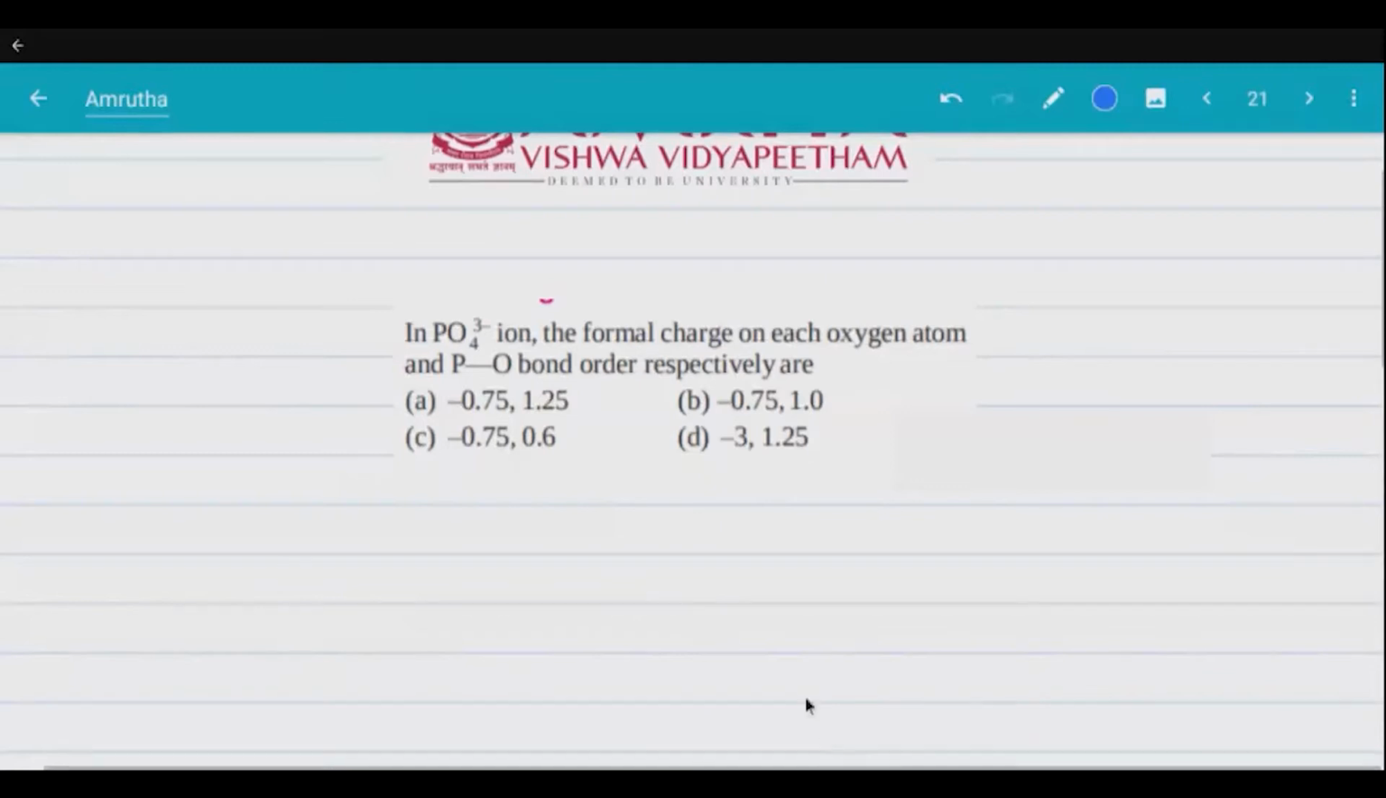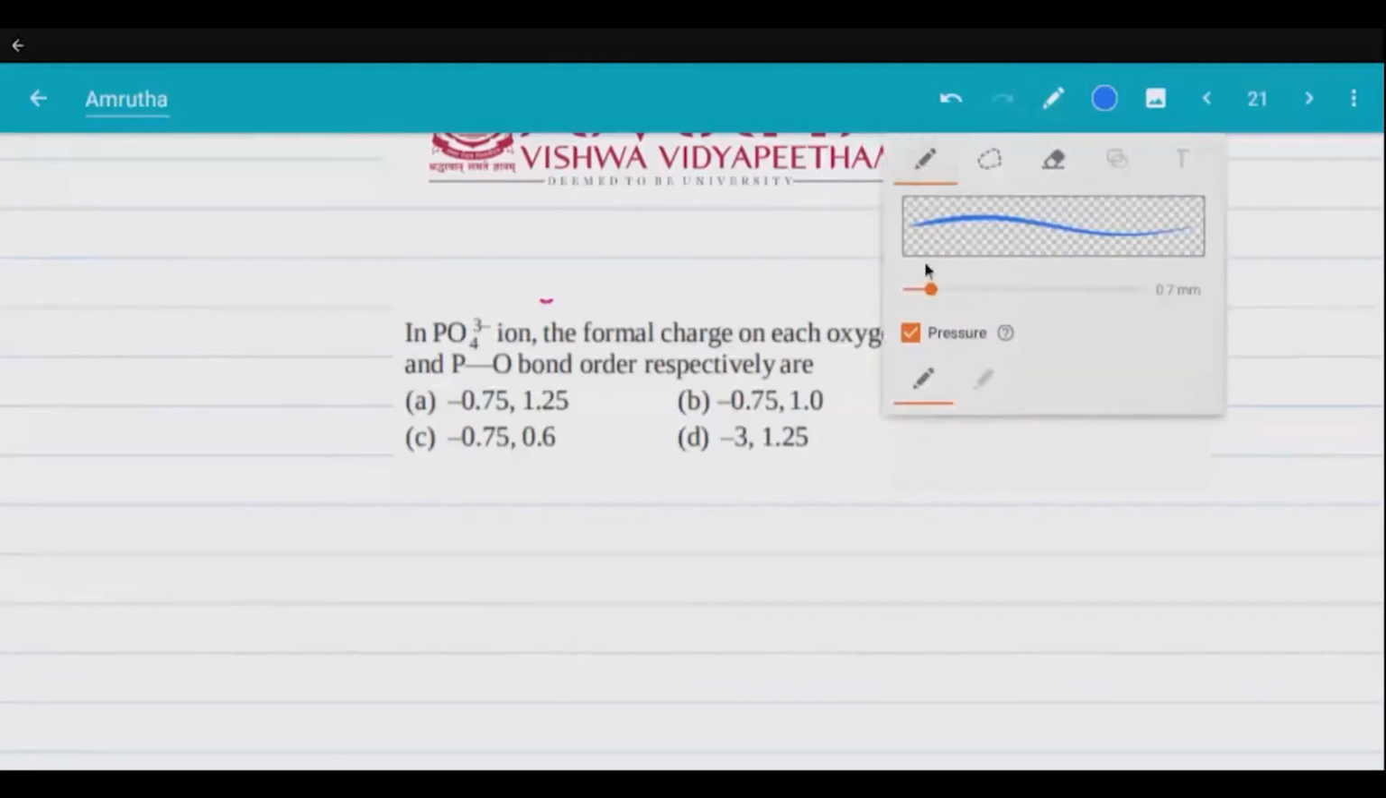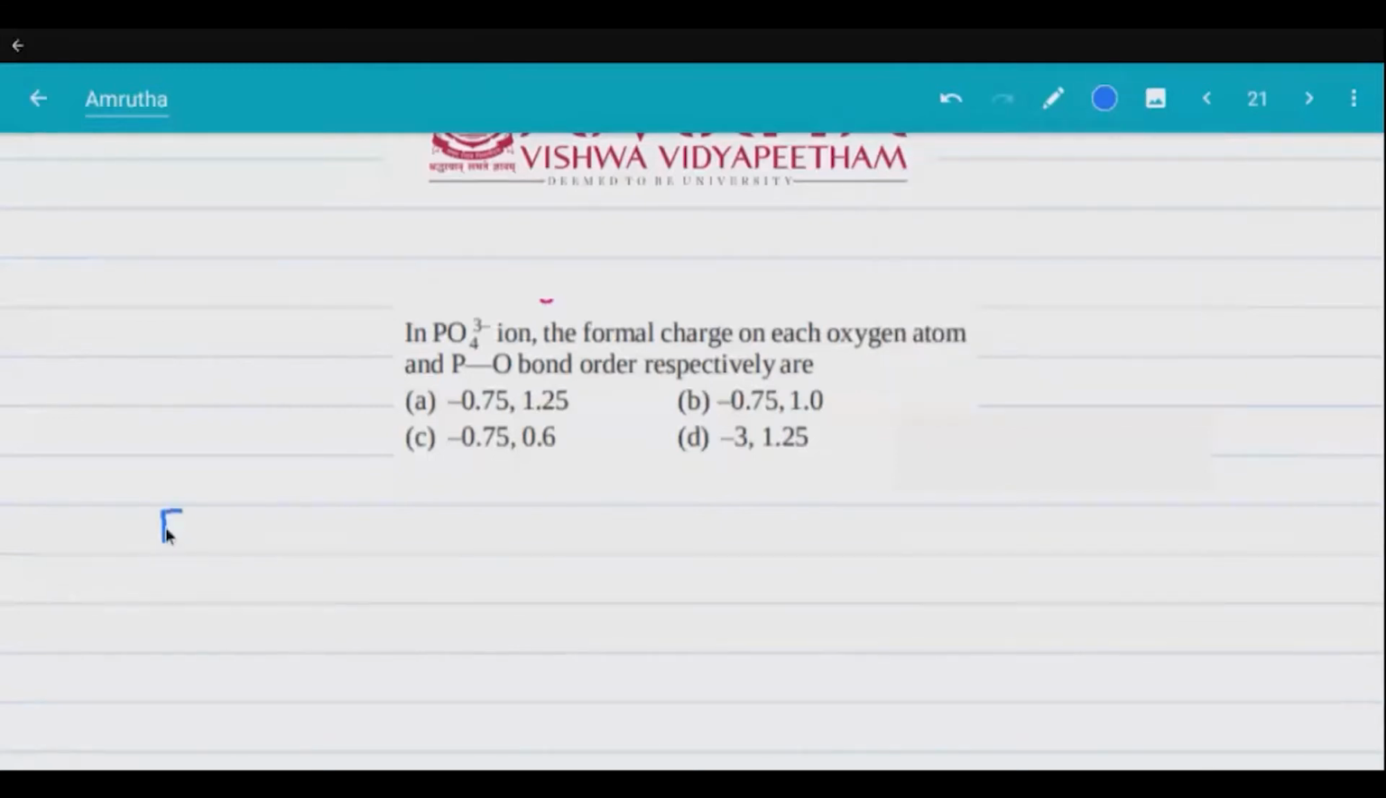See this question. This question is asking about formal charge. Do you know what is formal charge? How do we define formal charge? So I'll be discussing that first. Formal charge means the charge that remains on the element after sharing electrons with another element. Understood, right? Because in every molecule or ion, an element can carry charge.